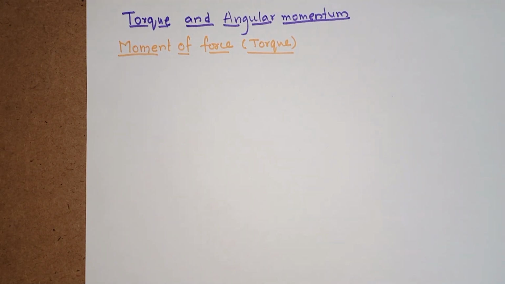Good morning, students. Today we learn the concepts of torque and angular momentum, how it is represented as a vector, what its cross product is, and how to find the direction of the torque and angular momentum.